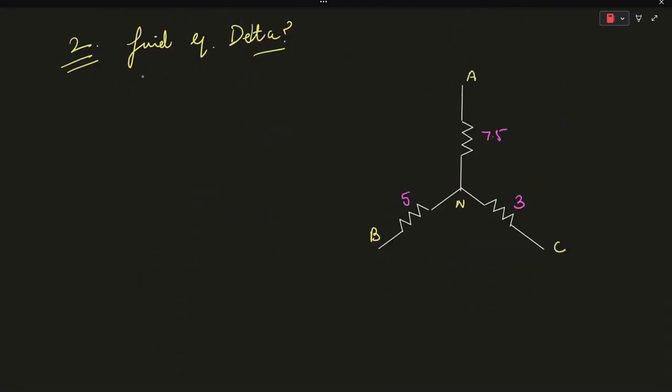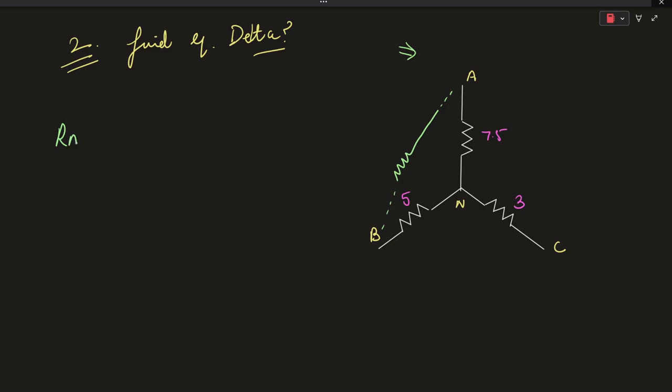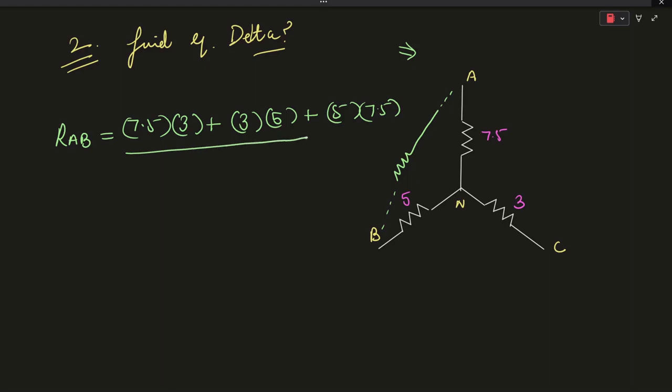So let's solve the second problem. We need to find the equivalent delta of this particular network. Using star to delta transformation, RAB will be equal to 7.5 into 3 plus 3 into 5 plus 5 into 7.5, divided by 3, which is coming out to be 75 upon 3, which is 25 ohms.